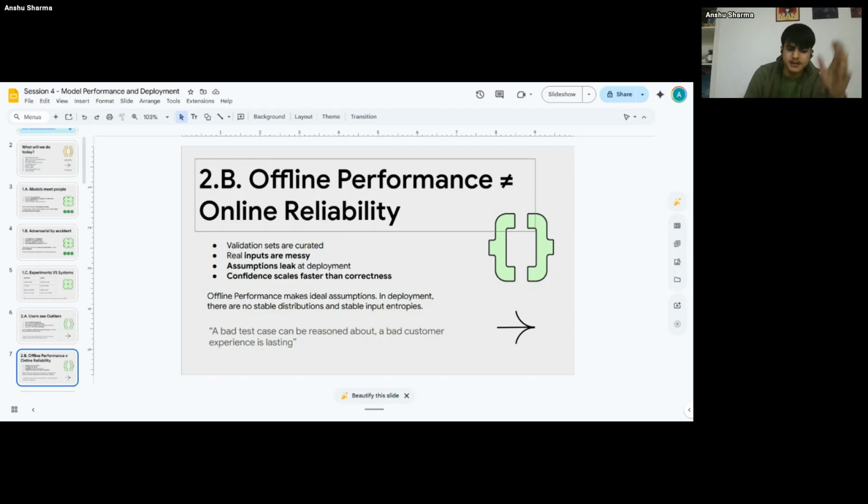A bad test case can be reasoned about, a bad customer experience is lasting, is the bottom line here. So this is all from the perspective, as I said in the starting, we are thinking of from a business perspective, from the perspective of an MLOps engineer, right? So how our model should be facing our users, right?